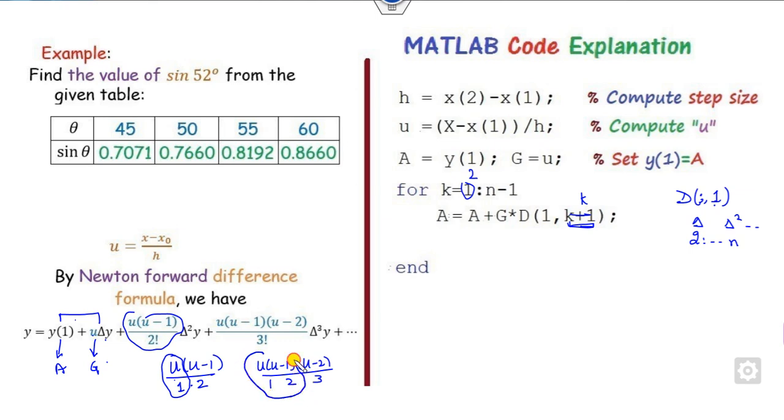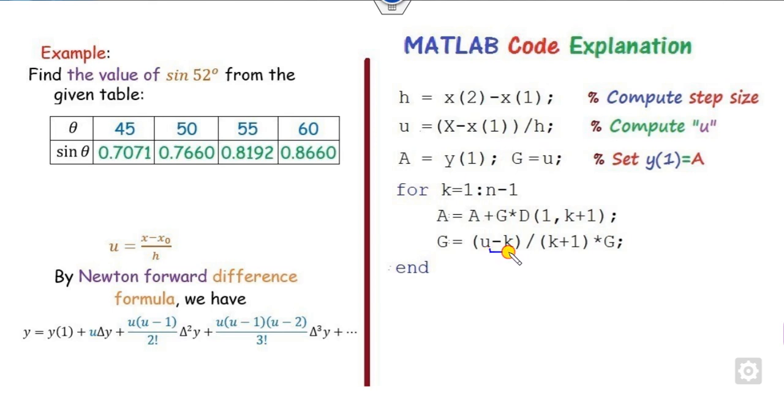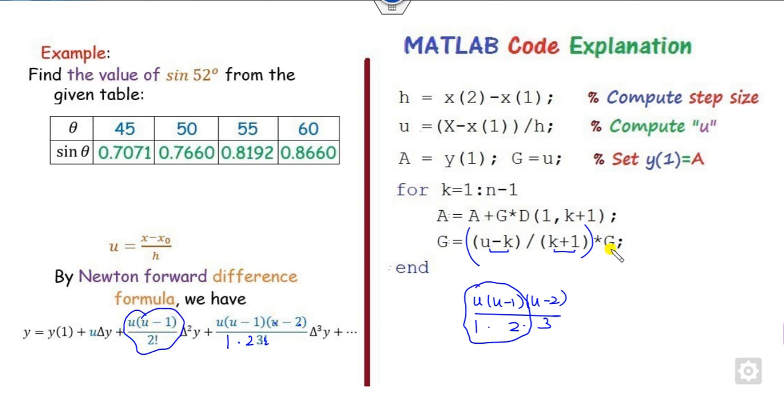So you can see that this value is the same as the previous value. Therefore I can write u minus k, divided by 3 factorial, which I can write as 3, 2, 1. That is 2 and then 3. So that is k plus 1, and this is the previous value, because you can see here u minus 2 upon 3, 2, 1. So the previous value is stored in the form of g, and the next value is u minus 2 upon 3. So if it is 2, then it's 3. So if it is k, then it's k plus 1.